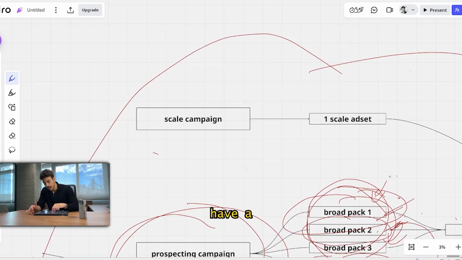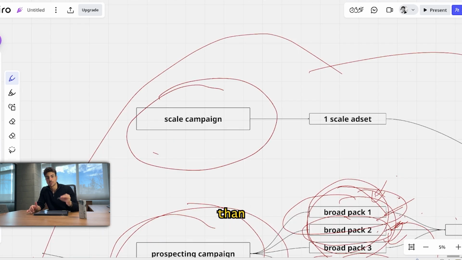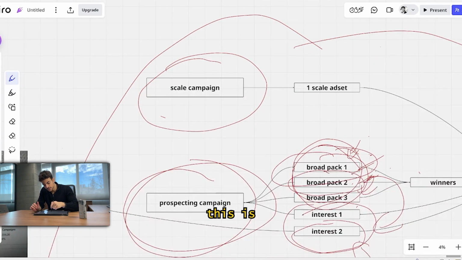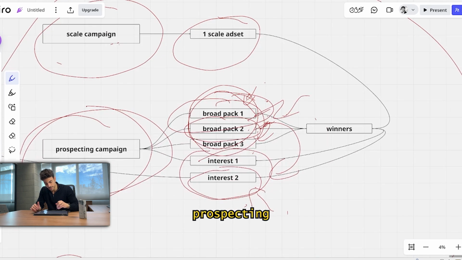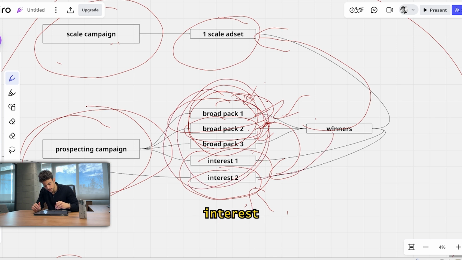Now, you need to have a scaling campaign. If you're spending more than $1,000 a day and you want to scale aggressively to 100K per month, this is where the magic happens. You need to have 1 ad set. In there, you're going to have the winning ads from the prospecting campaign and you're going to put them in the scale campaign. So your winning ads from the prospecting campaign are going to go in your interest groups and in your scaling campaign, okay?